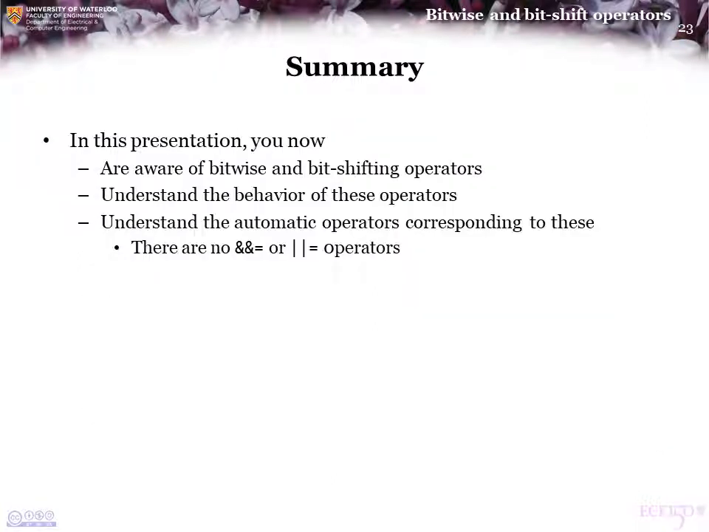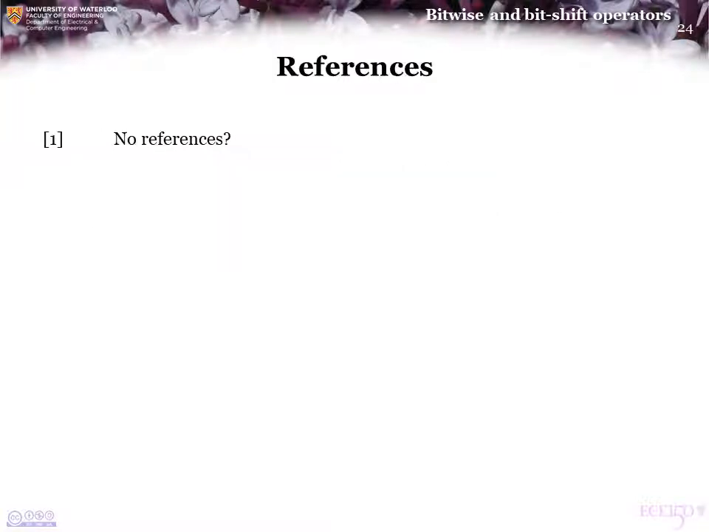So, after this topic, you are now aware of bitwise and bit shifting operators. You understand how these operators work, and you understand that there are automatic operators corresponding to each of these binary operators. Also, there are no automatic assignment operators for logical and or logical or.